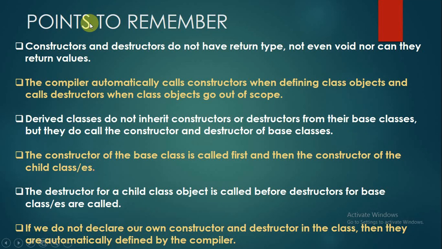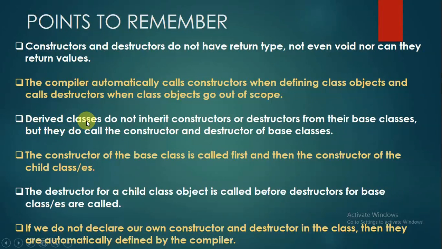Now let us revise again all the points which we need to remember for constructors and destructors. Constructors and destructors do not have any return type, not even void. Very important, we cannot even write void, nor can they return values. The compiler automatically calls constructors when defining class objects and calls destructors when the object goes out of scope. So when the object is being created, the constructor is called, and when the object is going out of scope or destroyed, the destructor is called.